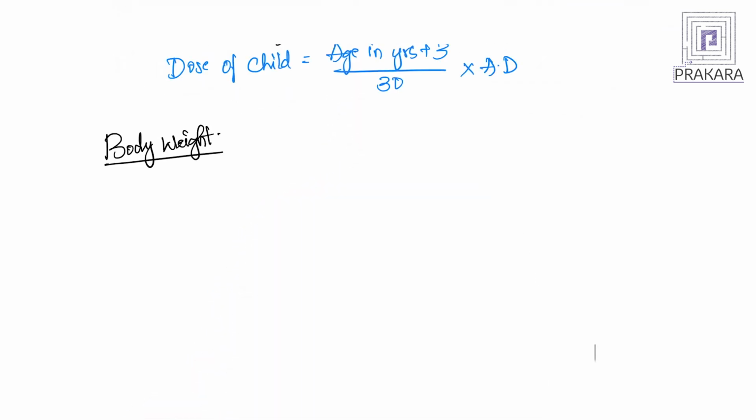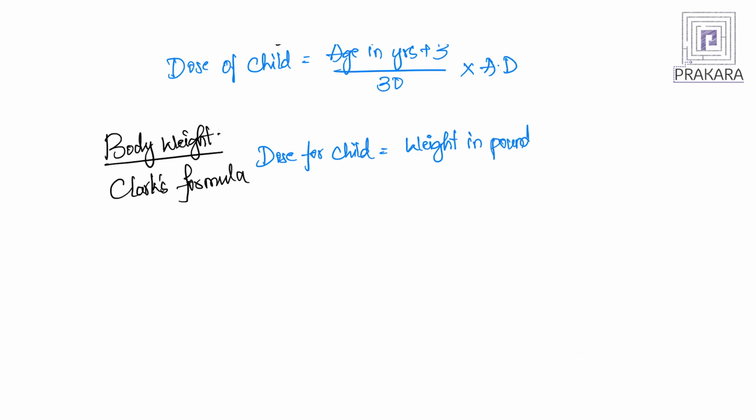Based upon the body weight, how can we calculate the dose? We have only one formula, that is Clark's formula. Very, very important: Young's formula, Clark's formula and Dilling's formula, these three are the most commonly used formulae to calculate the doses of the child. So what is Clark's formula and what are the factors in it? Dose for a child is equal to weight in pounds, not in kgs, divided by 150, into adult dose.